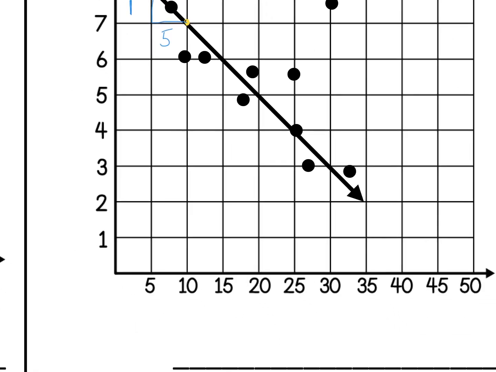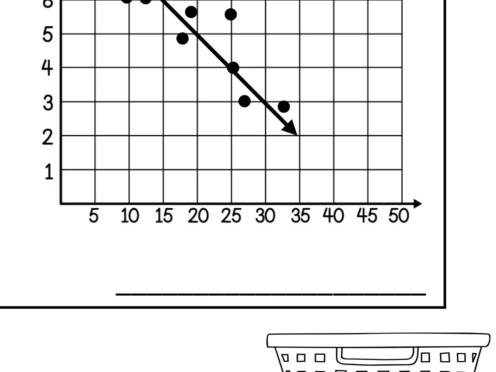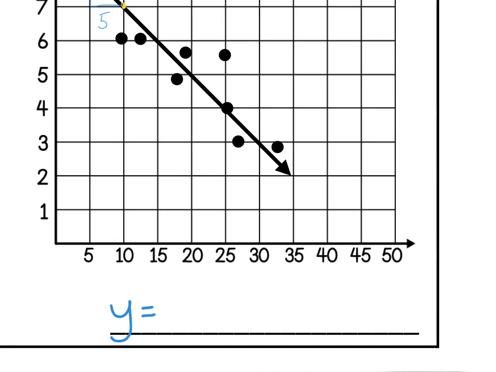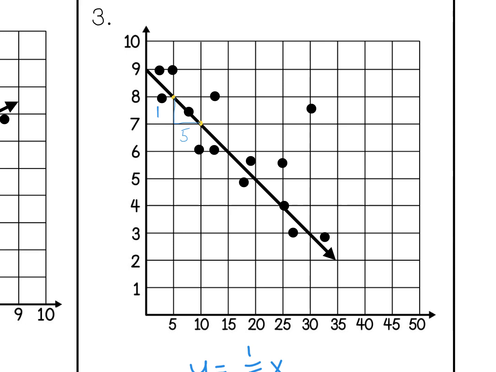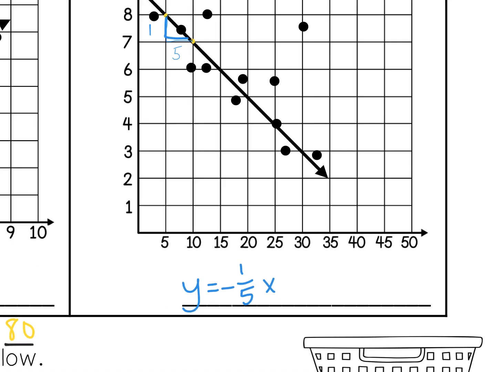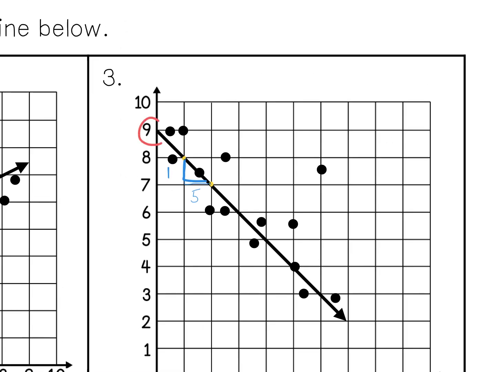Okay, so how do I write the value for that? Y equals what? Negative 1 over 5, and we hadn't got to the negative part yet, but what type of slope is this? It's going down, so it is negative. And then where does it cross the x-axis? At 9.